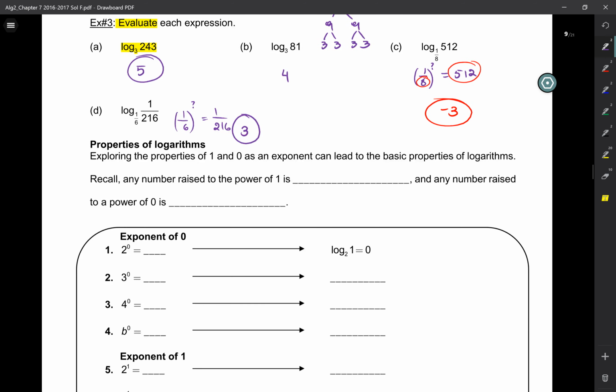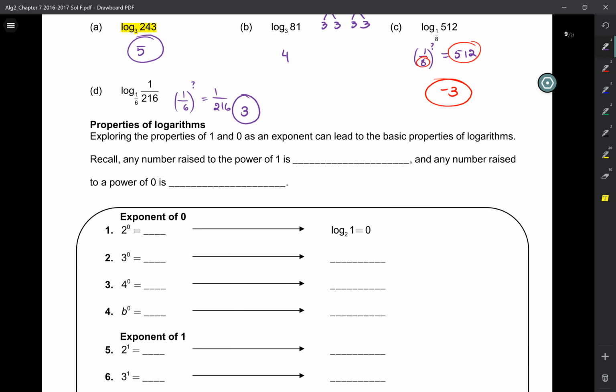So let's start exploring the properties of 1 and 0. Since we're talking about exponents, you know that some special things happen when you have an exponent of 1 and an exponent of 0. Any number raised to the power of 1 is what? Itself. And any number raised to the power of 0 is what? 1. That's important. This is where this stuff counts.